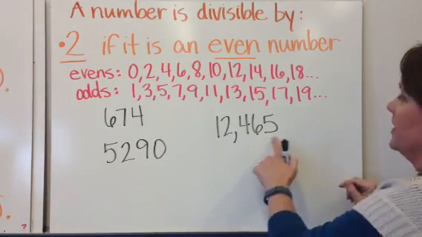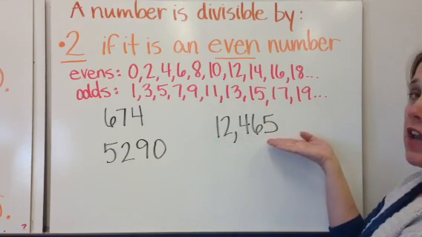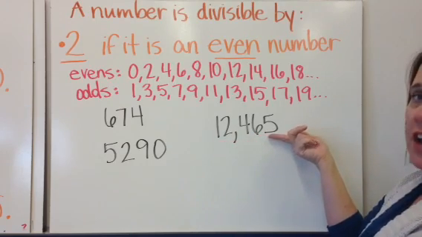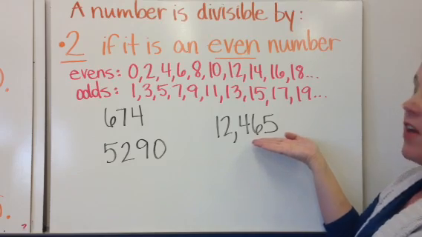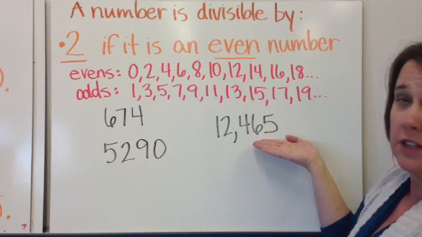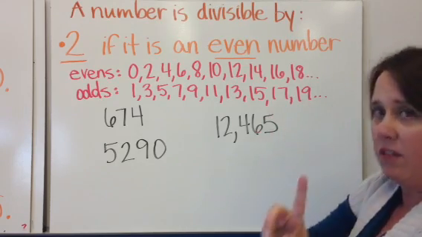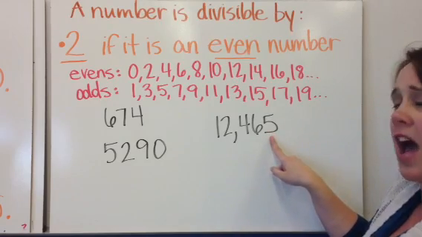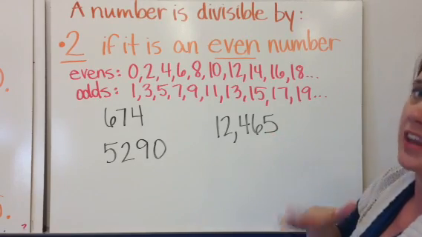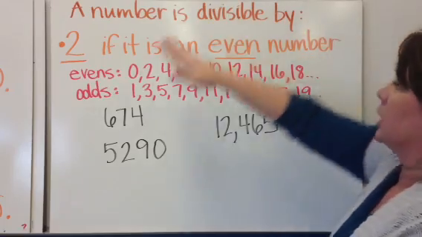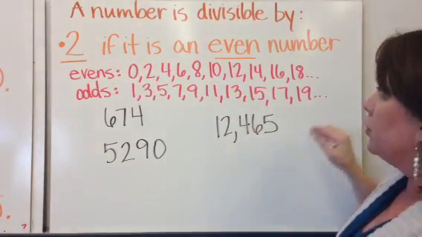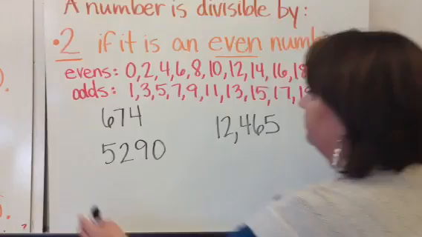How about 12,465? This is not an even number because it ends in a 5, so this is an odd number. That means it cannot be evenly divided by 2. However, since it ends in a 5, we do know that it can be divided by 5. So, a number is divisible by 2 if it's an even number.